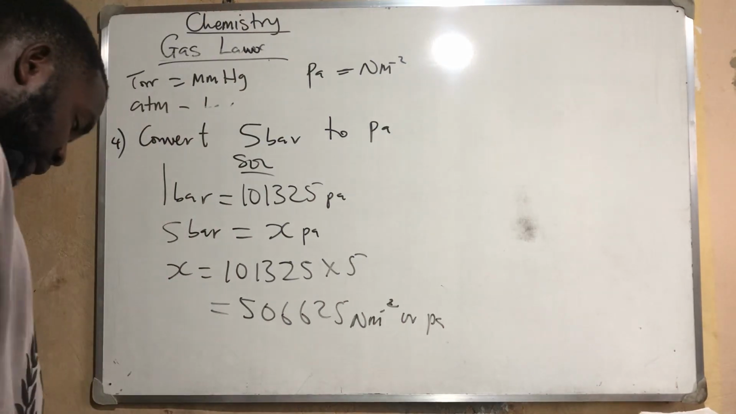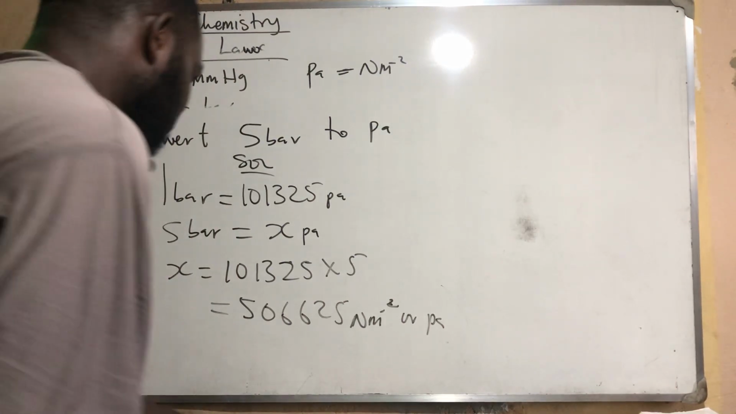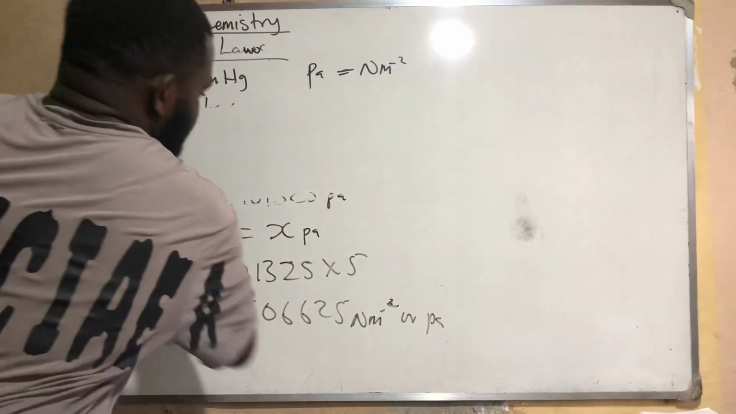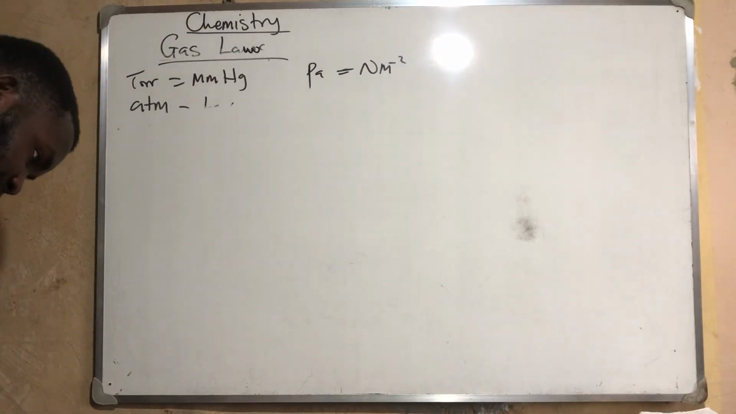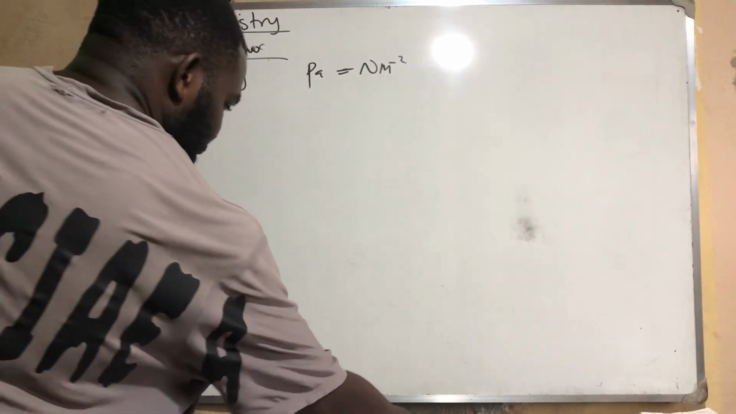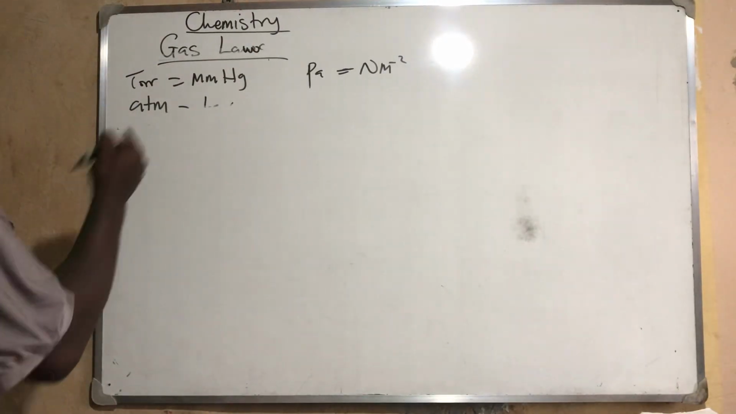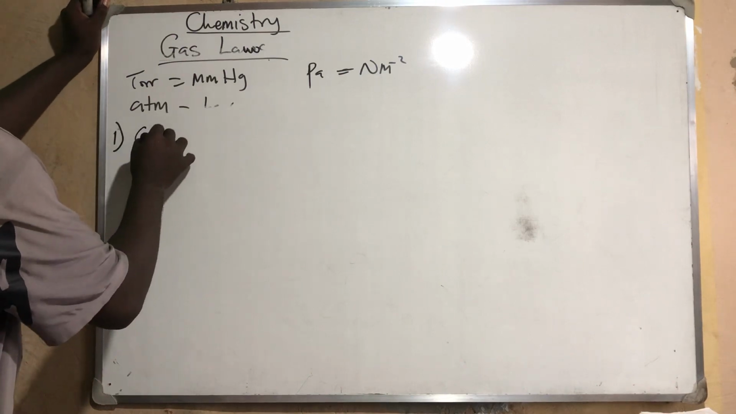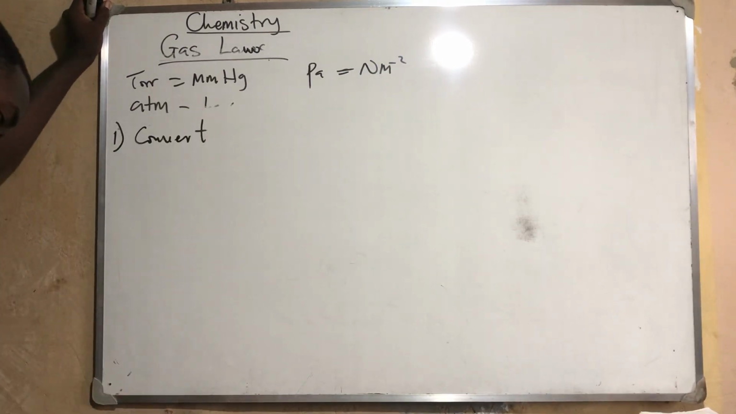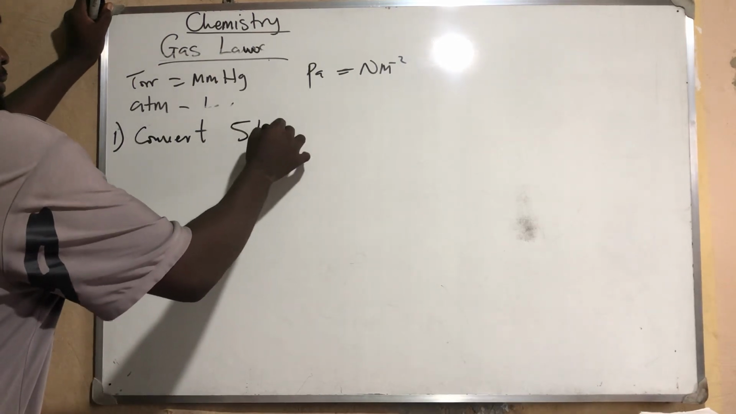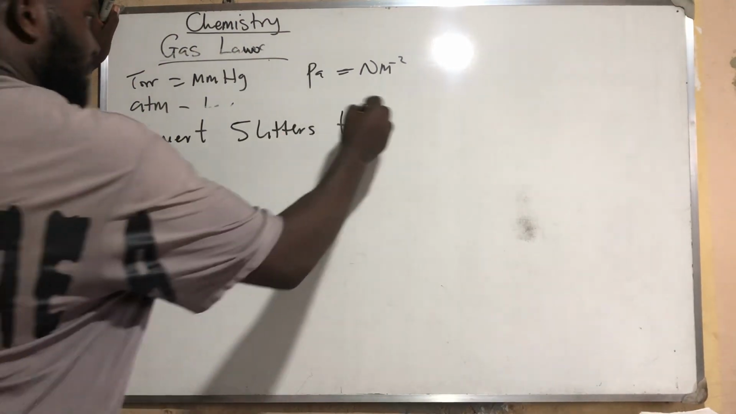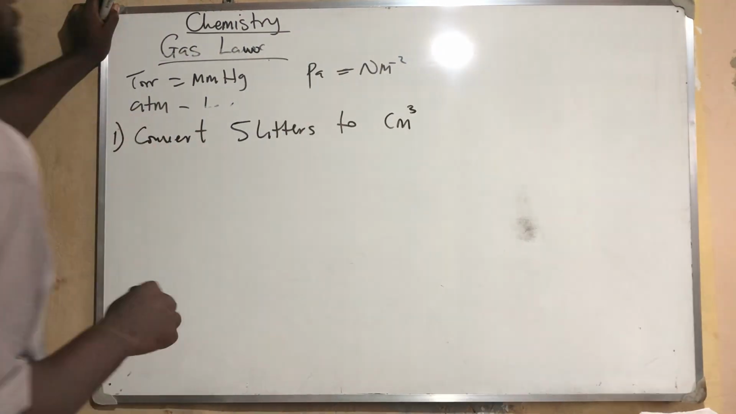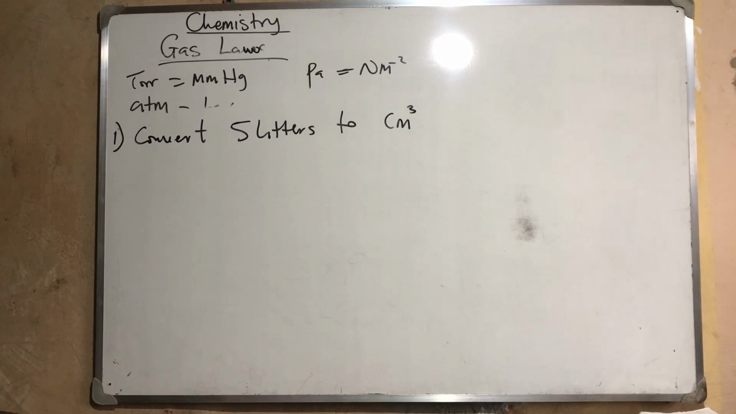So let's talk about volume. Okay, volume in cm cube and volume in dm cube. So how do we do that? Don't forget that liter is the same thing as dm cube. So the first question, number 1, said convert 5 liters to cm cube. Convert 5 liters to cm cube.